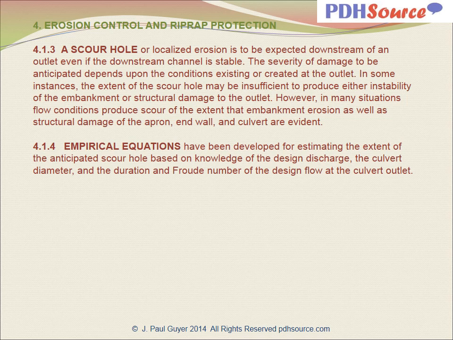The severity of damage to be anticipated depends upon the conditions existing or created at the outlet. In some instances, the extent of the scour hole may be insufficient to produce either instability of the embankment or structural damage to the outlet. However, in many situations, the conditions produce scour of the extent that embankment erosion as well as structural damage of the apron, end wall, and culvert are evident. And there have been empirical equations developed for estimating the extent of the anticipated scour hole based on knowledge of the design discharge, the culvert diameter, and the duration and Froude number of the design flow at the culvert outlet.